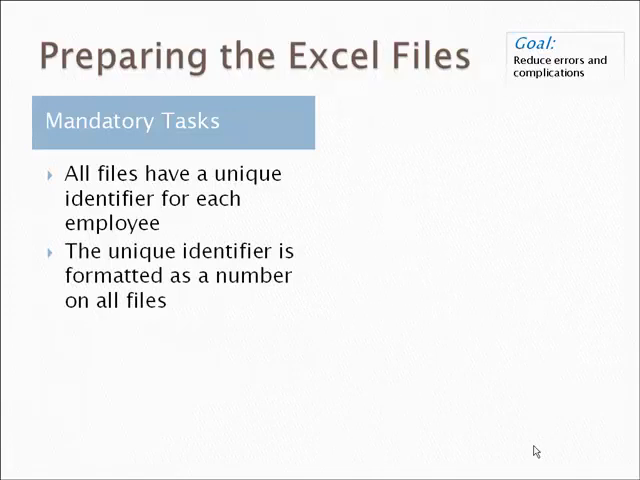The other thing is the unique identifier has to be formatted as a number. In terms of a social security number, it wouldn't have the dashes in it and would be just formatted as a number. In the case of EIDs, sometimes when the data is exported out of your payroll or HR systems, it will be exported as a text field, but you're going to want to change that so that it's formatted as a number. This is very important. If you have one file with the EID as a text field and another file with numbers, Access won't be able to merge them.